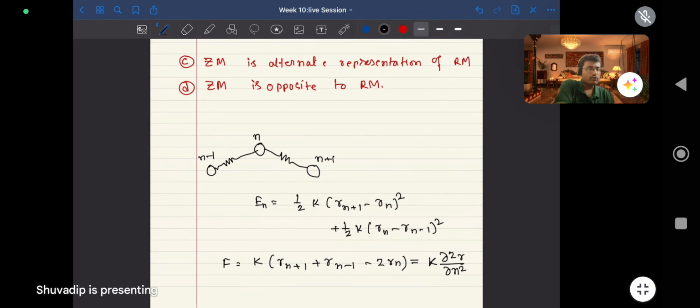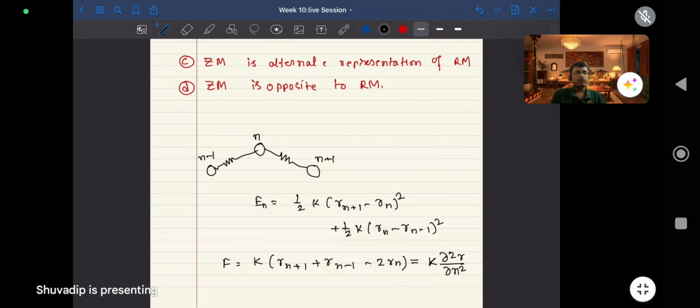But we have considered in this case, the point to be remembered here, that the force on the nth bead is only due to the beads present on both sides of the nth bead, that is the n plus 1 bead and n minus 1 bead. So force on the nth bead is only due to n plus 1 and n minus 1.